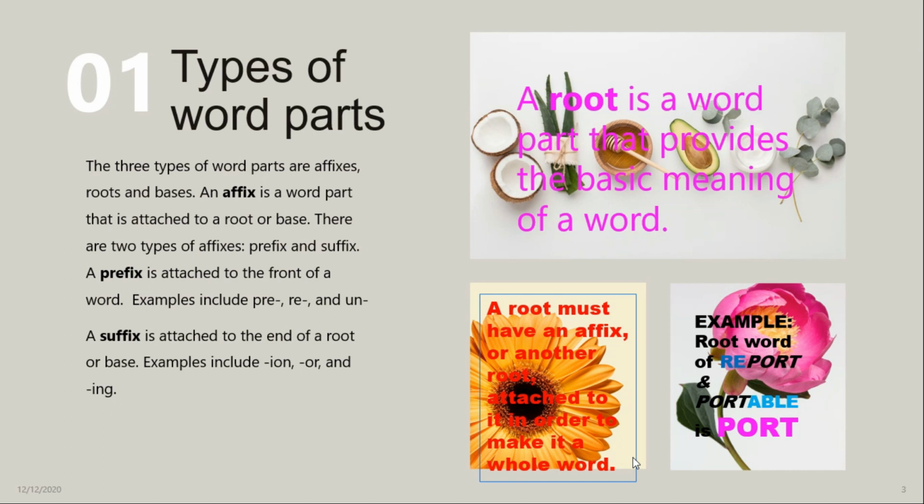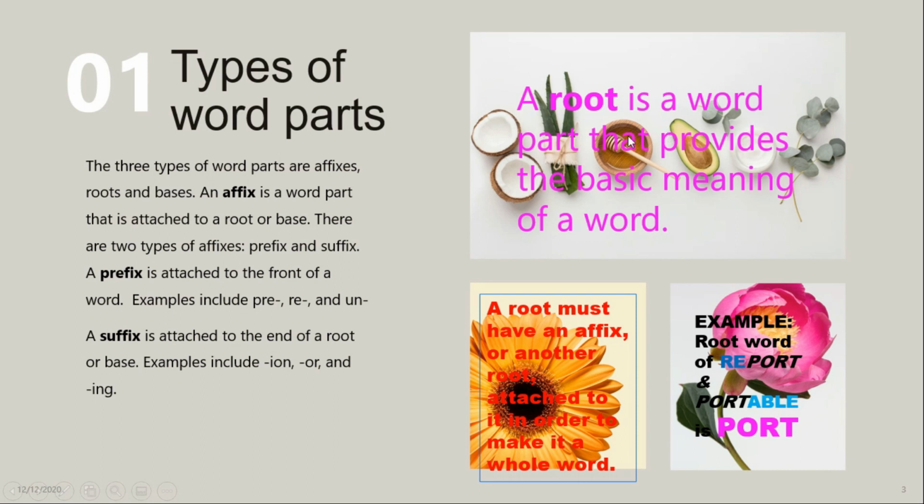Look at types of word parts. The three types of word parts are affixes, roots, and bases. An affix is a word part that is attached to a root or base. There are two types of affixes, prefix and suffix. A prefix is attached to the front of a root word. Examples are pre, re, and un. A suffix is attached to the end of a root word or a base word. Examples are ion, or, and ing.